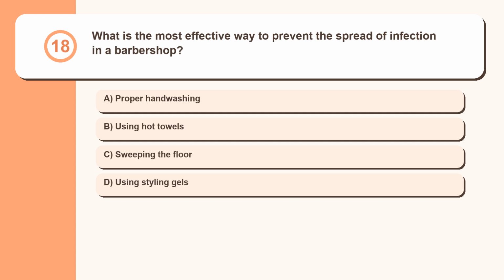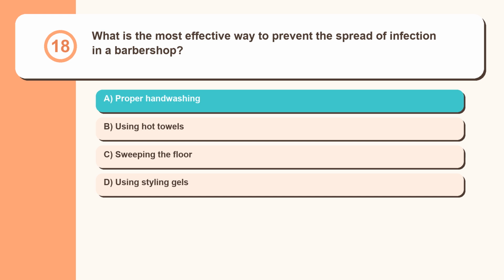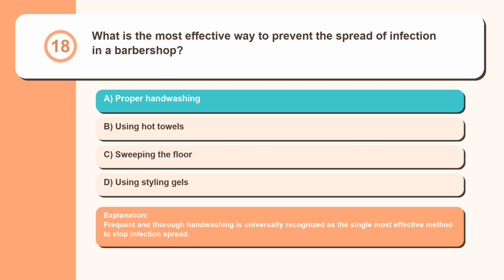Question 18. What is the most effective way to prevent the spread of infection in a barbershop? Proper hand washing, using hot towels, sweeping the floor, using styling gels. Frequent and thorough hand washing is universally recognized as the single most effective method to stop infection spread.